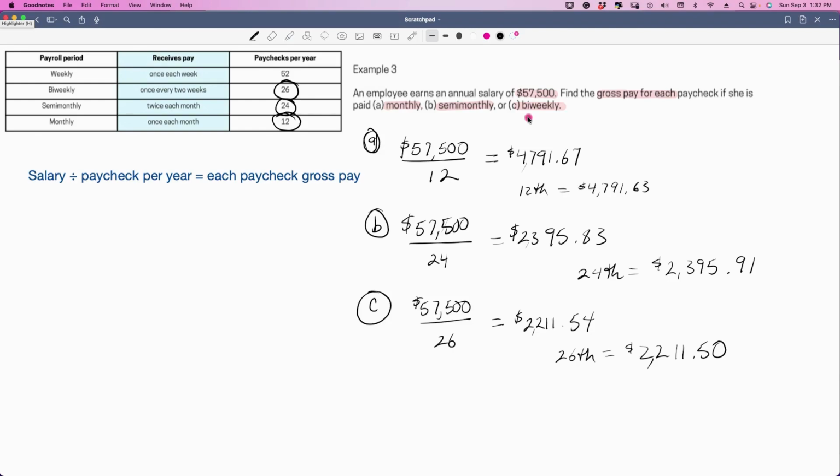So it's something that you need to ask about once you get hired. You know, what do I expect? What do I need to plan or budget for based on how often I get paid? So that's a good question to ask in the interviewing process when you interview for a job.